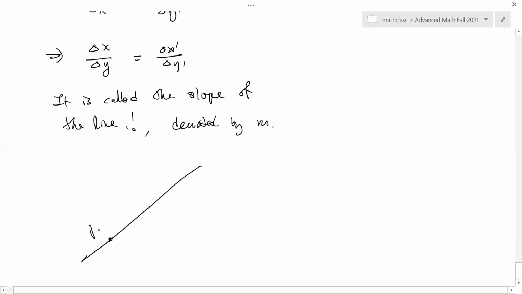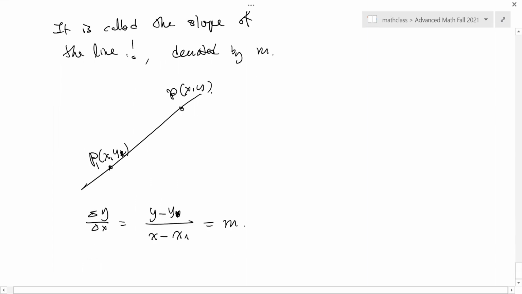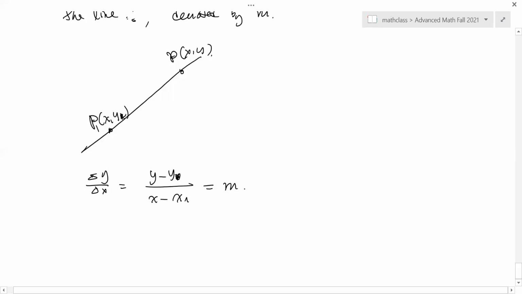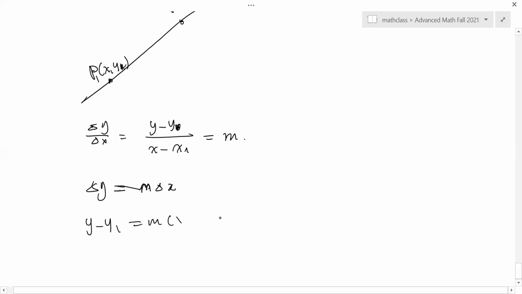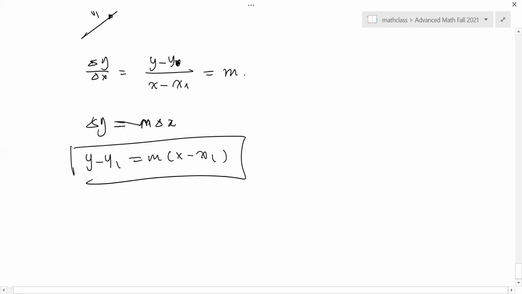Now, once you know the slope, you can find the relationship for all the points on the line. How? This is P1, with coordinates x1 and y1, and I take an arbitrary point P, with coordinates x and y. If P is a point on the line, then delta y over delta x, which is (y minus y1) over (x minus x1), is going to be the slope m. Rewriting this equation, y minus y1 equals m times (x minus x1). So the coordinates of any point on the line must satisfy this linear equation, where m is the slope and (x1, y1) is a point.